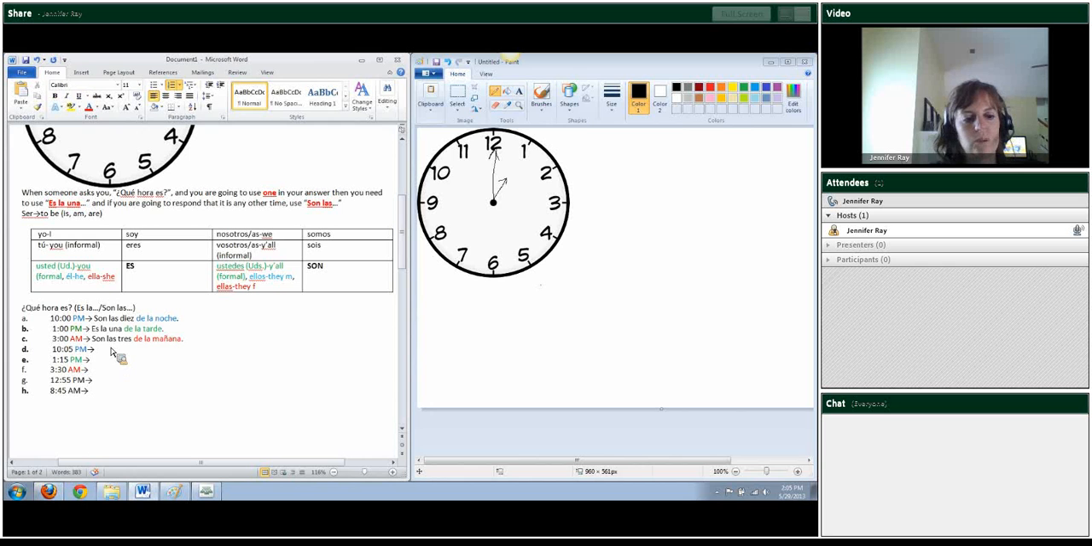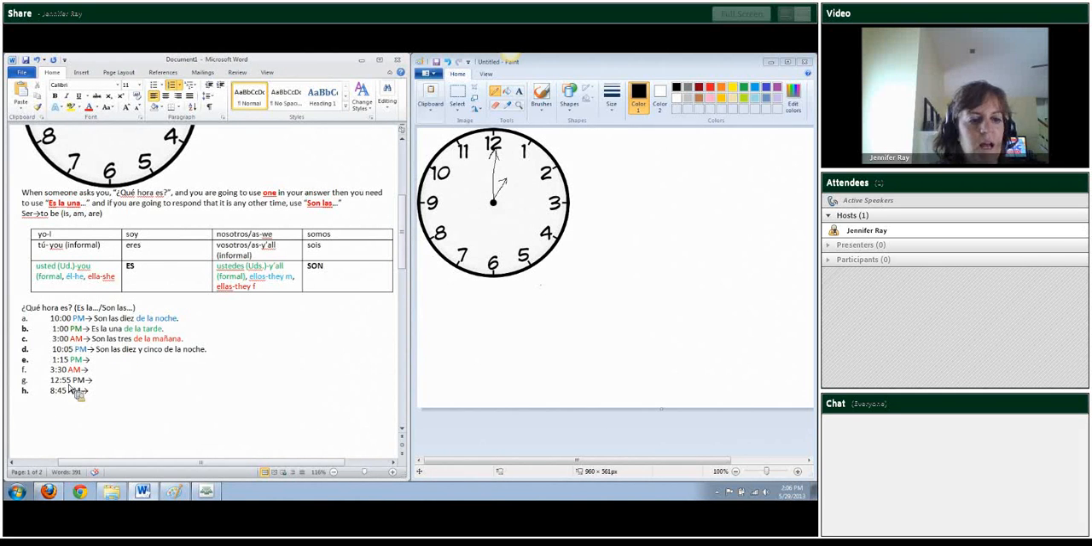So you do that again. You say "son las 10," but it's not just 10, the hour, 10 o'clock. It's 10 and some minutes. So I'm going to say "son las 10 y," which is "and," and then I'm going to list however many minutes it is, which in this case is "cinco," and then I'm going to say "de la noche."